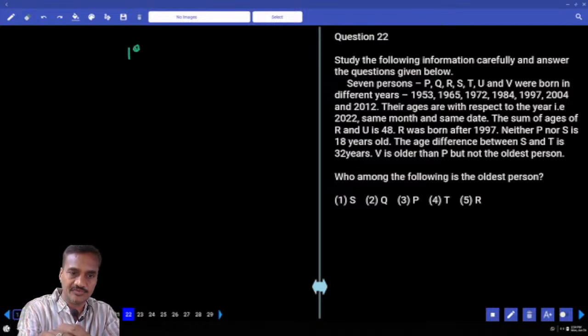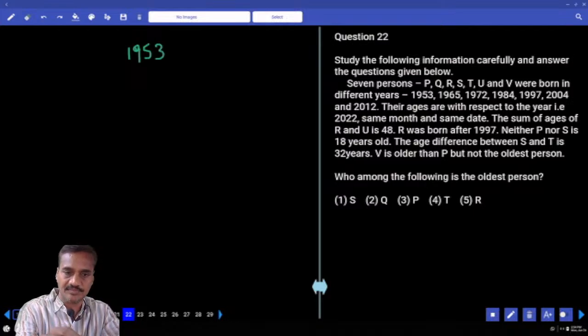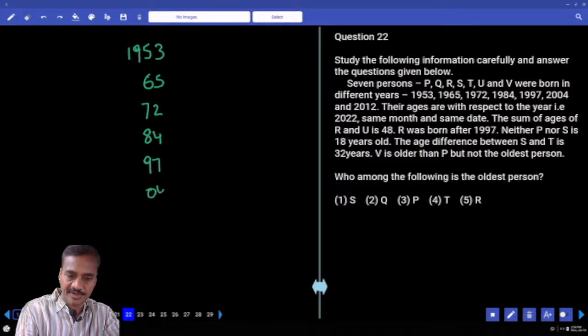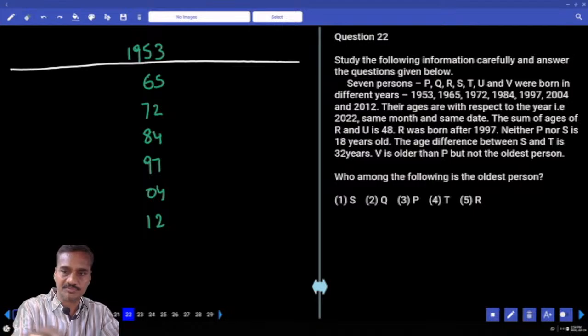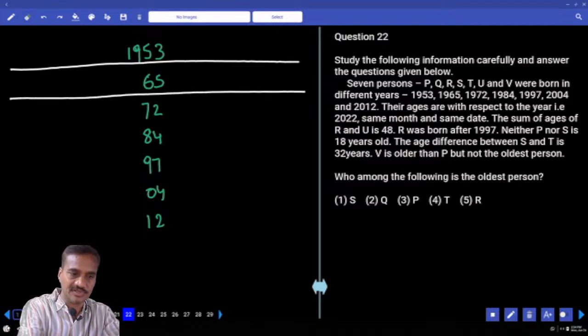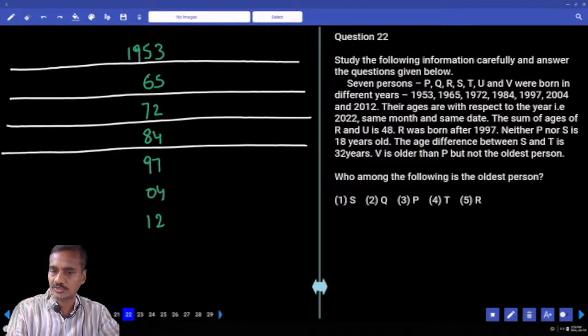Now first one 1953, next to 1953, you need to write down all the years in the ascending order. Next to 55, 72. Next to 72, 84. 84, 97. 97 and 2004 and 2012. And how many are there altogether? 7. Now altogether we have 7. Now these 7 persons were born in these 7 different years, and their base year was 2012, 2022.